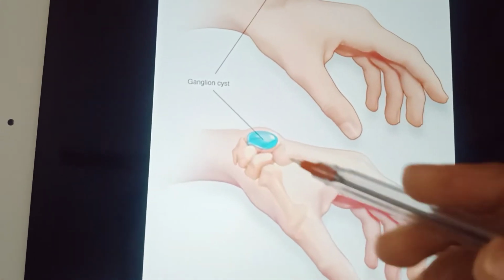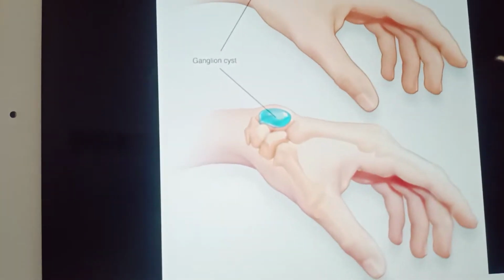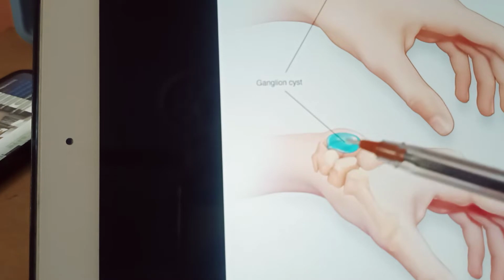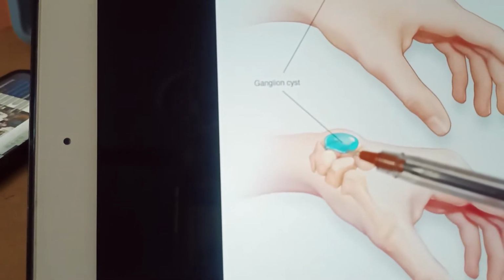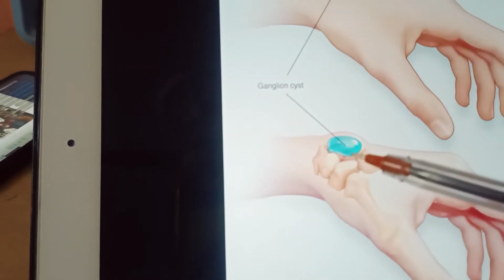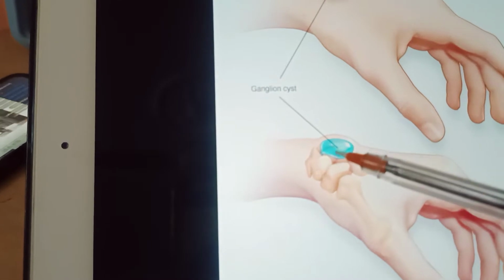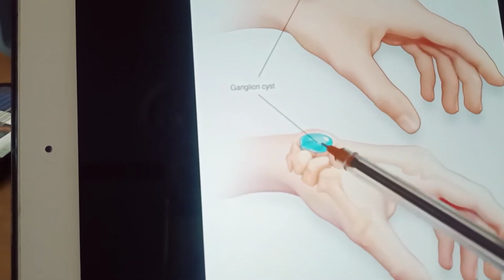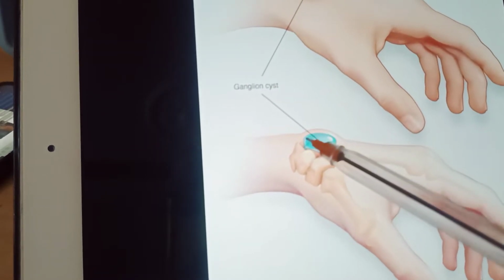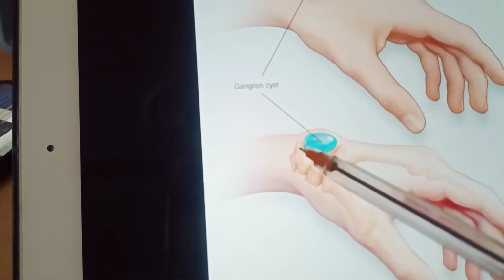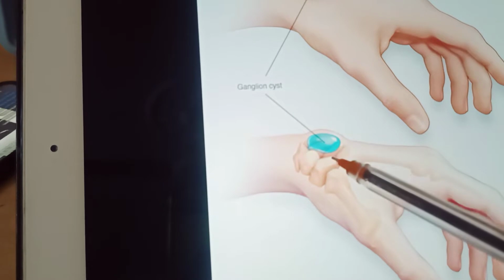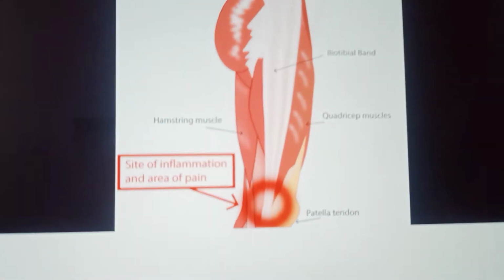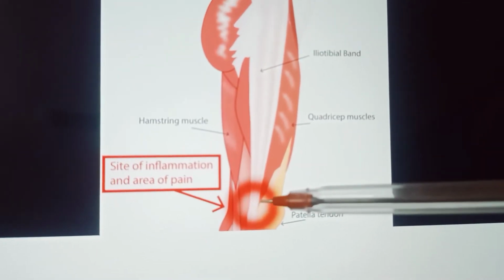Next case is ganglion cyst. You can see this cyst-like condition. Actually, it is a fluid-filled cavity which you can see in the joint or tendon sheath. It's most common at the dorsal side of the wrist. You can see this is the palmar side, and this is the dorsal side. On the dorsal side, you can find this, and it arises from herniation of dense connective tissue, and usually can resolve spontaneously.